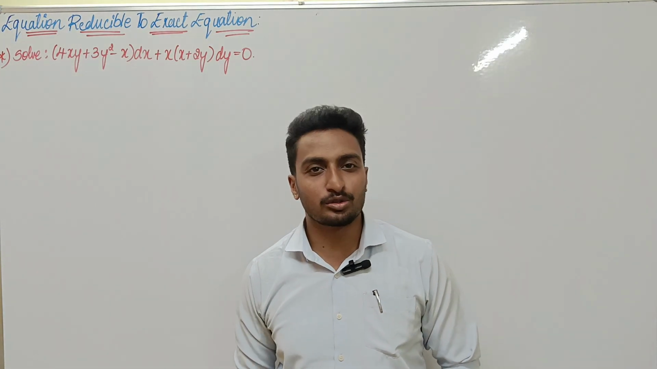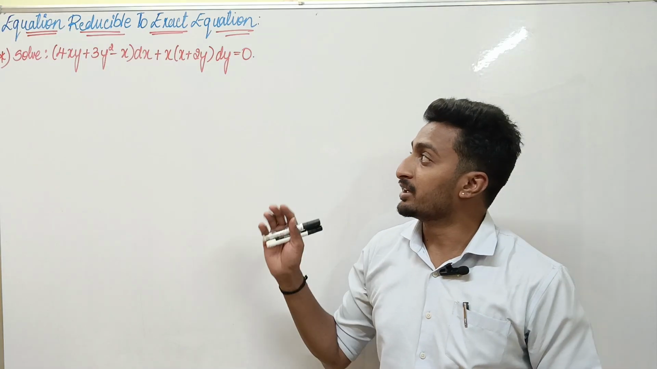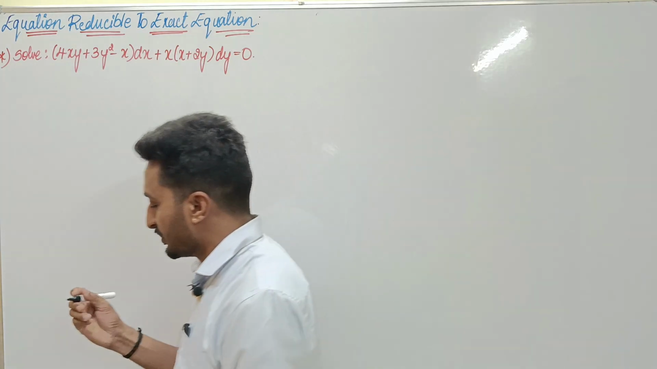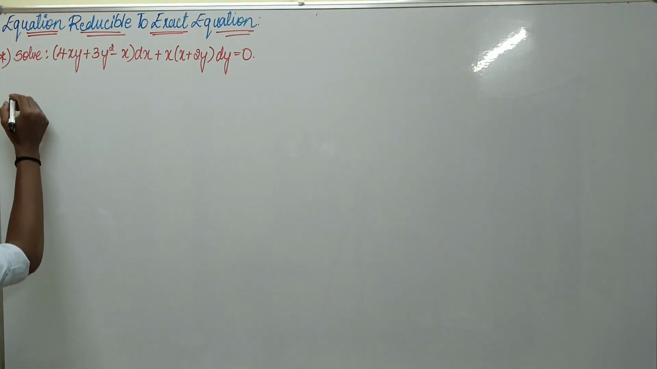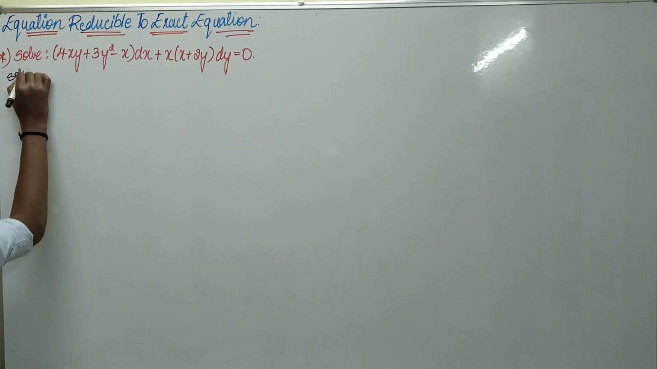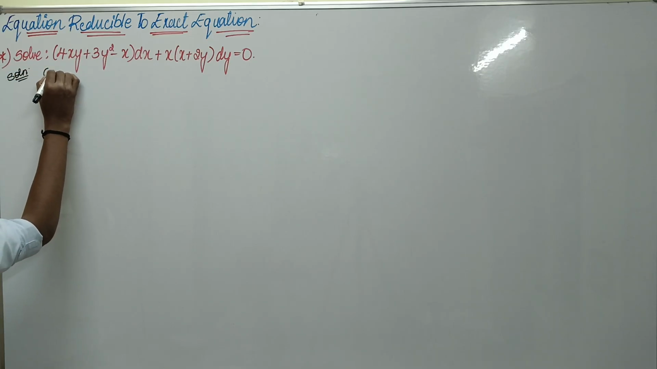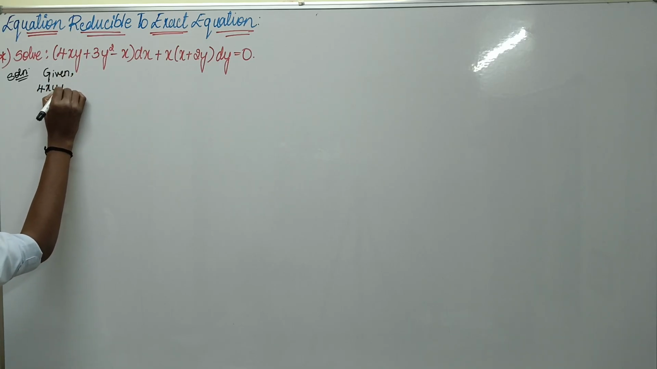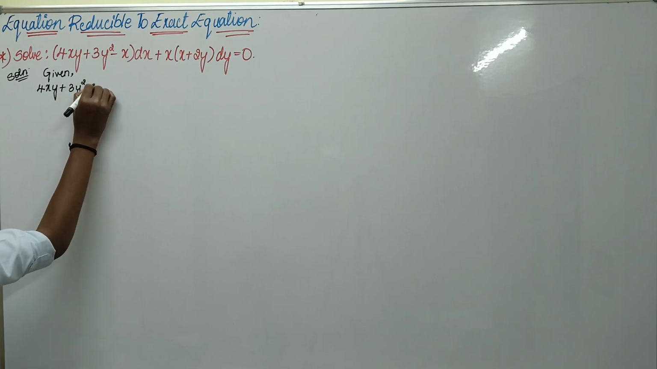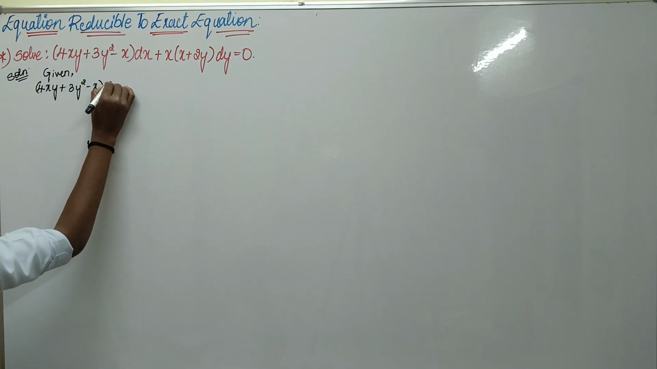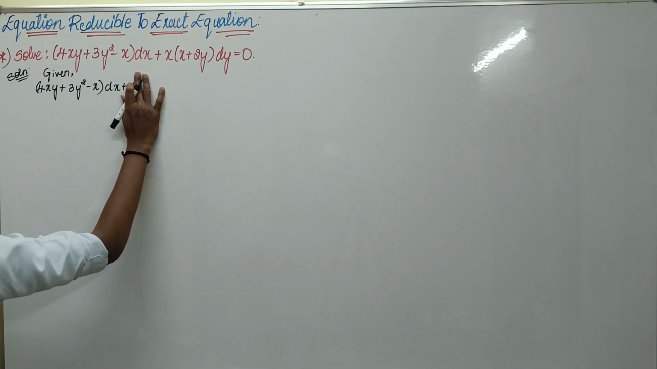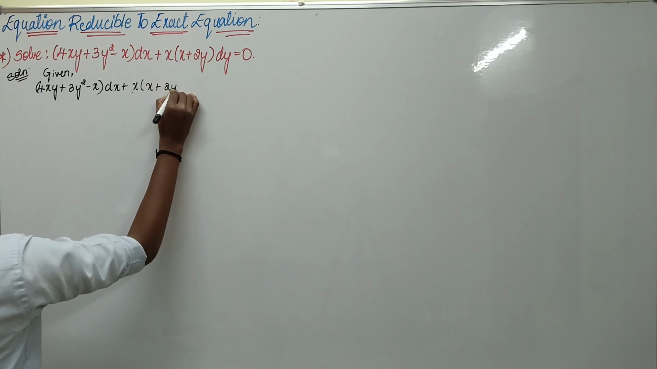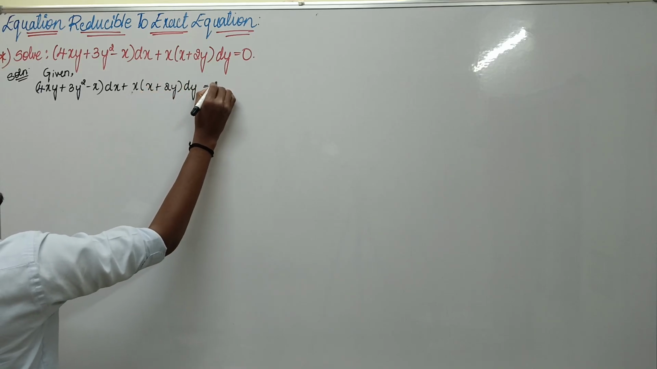Today, let us learn how to solve the problem on equation reducible to exact equation. How to reduce? Now, let us see. First, represent the given equation, that is (4xy + 3y² - x) dx + x(x + 2y) dy = 0.